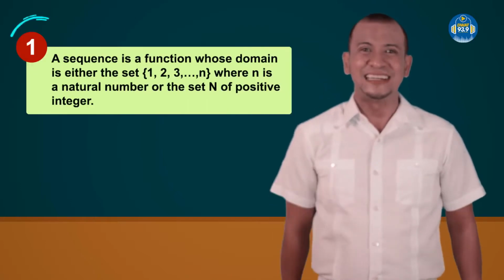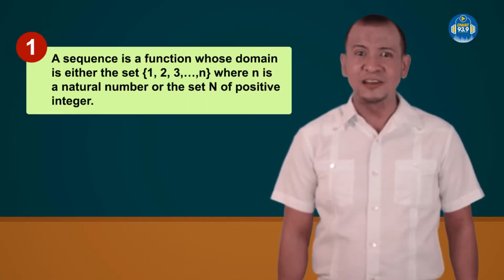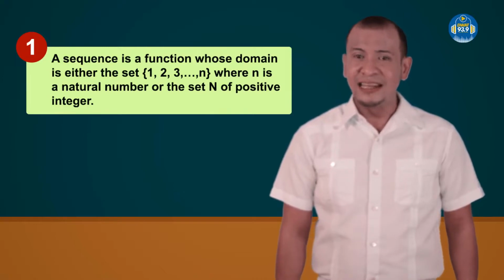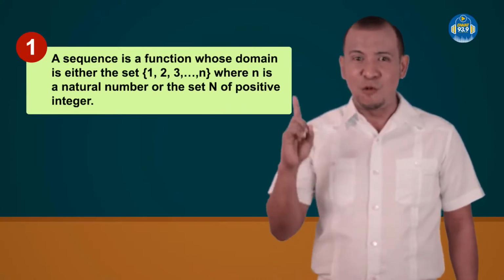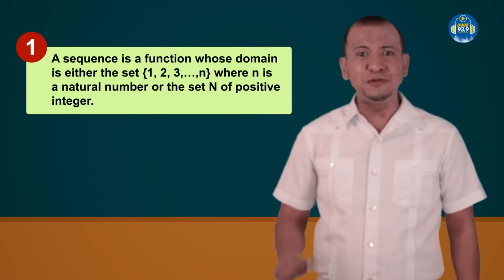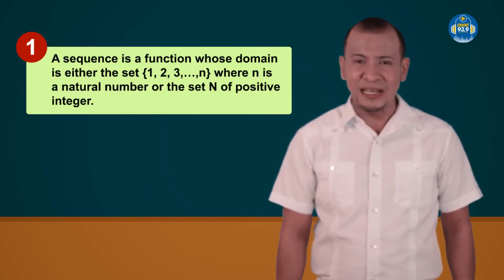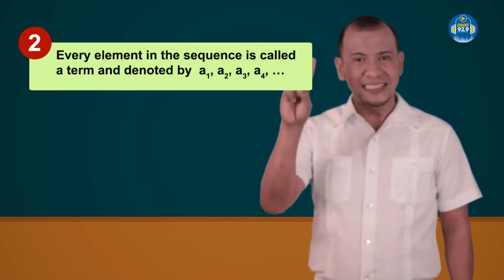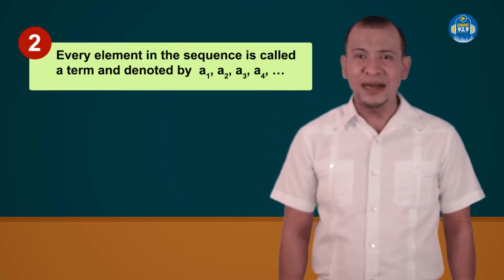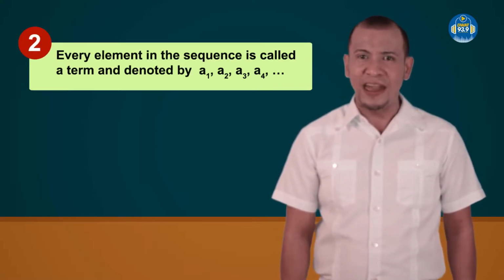Before we end, let us summarize what we have learned today. First, a sequence is a function whose domain is either the set whose elements are 1, 2, 3 up to n, where n is a natural number, or the set of positive integers. Second, every element in the sequence is called a term and denoted by a sub 1, a sub 2, a sub 3, a sub 4, and so on.